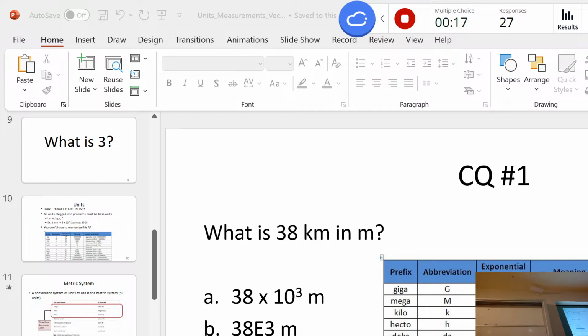Answer A is 38 times 10 to the 3. Answer B is 38e3. Answer C is 38,000. And answer D is 3.8 times 10 to the 4 meters. What is kilometers to meters? And at this point, I can see the responses on here, which is real handy for me. It gives me a sense of how many people are responding.